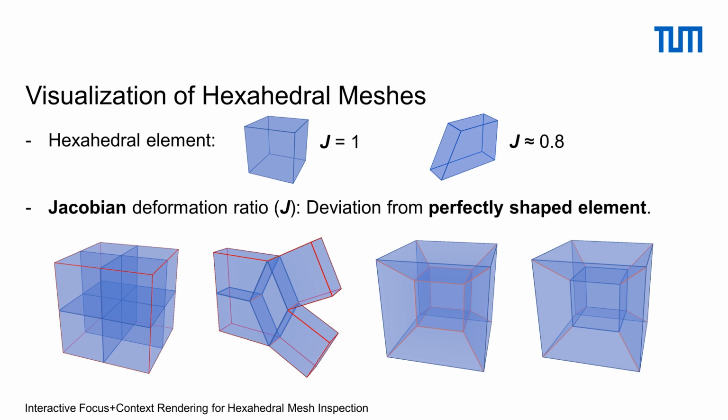Hexahedral meshes consist of so-called hexahedral elements, which in turn consist of 8 corner vertices, 12 edges, and 6 faces. The Jacobian deformation ratio can be used to measure the deviation of an element from the perfectly shaped element. On the top, you can find examples for hexahedral elements. On the left, we have the perfectly shaped element with a Jacobian deformation ratio of 1. And on the right, we have a slightly deformed element. On the bottom, you can see different examples for simple hexahedral meshes.